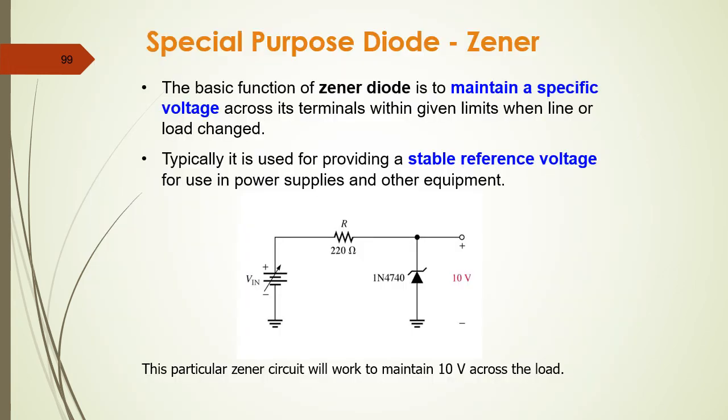Now we go to the Zener diode, a special purpose diode. The basic function of a Zener diode is to maintain a specific voltage across its terminals within given limits when line or load change. If we have variation of loads and variation of line, this diode will try to maintain a specific voltage value. So if you change the load, the voltage across the diode will remain the same. Typically it is used for providing a stable reference voltage in power supplies and other equipment.